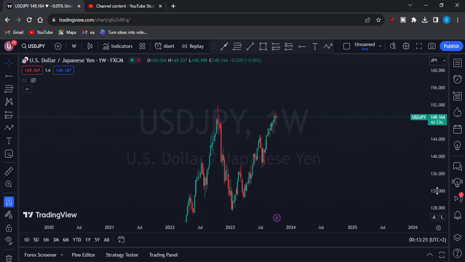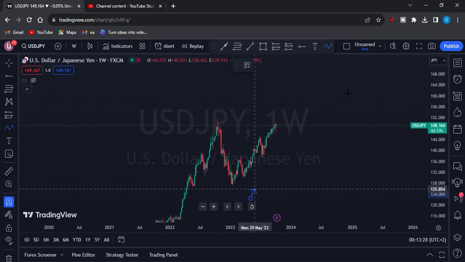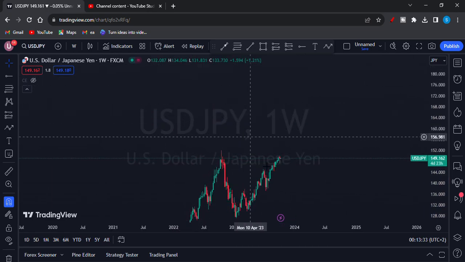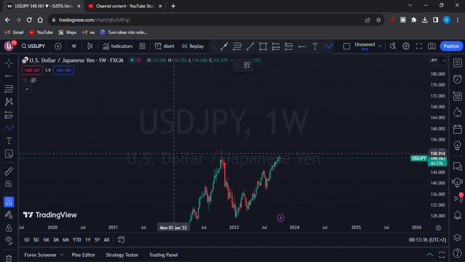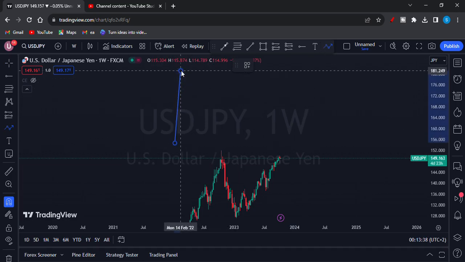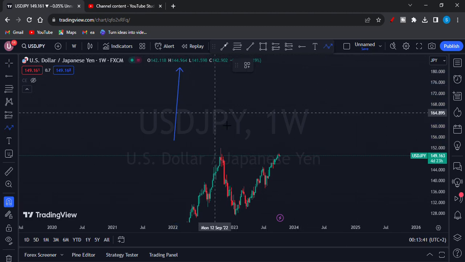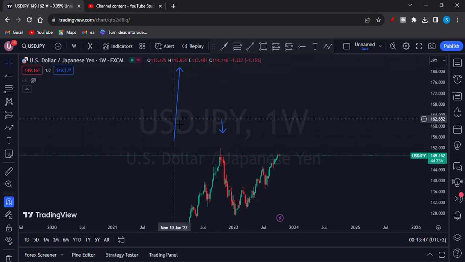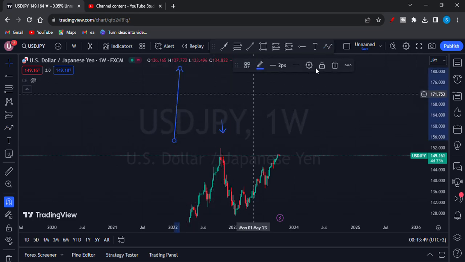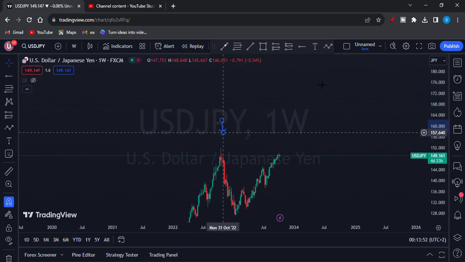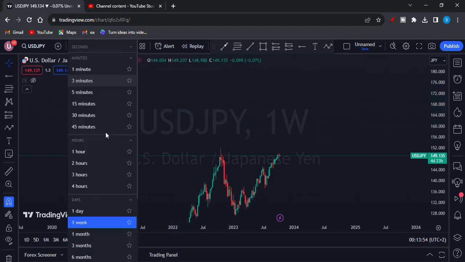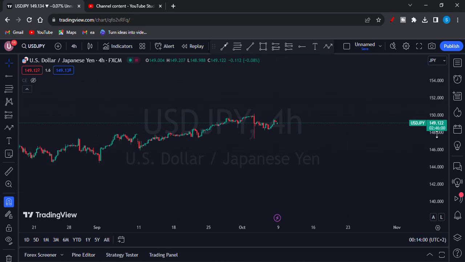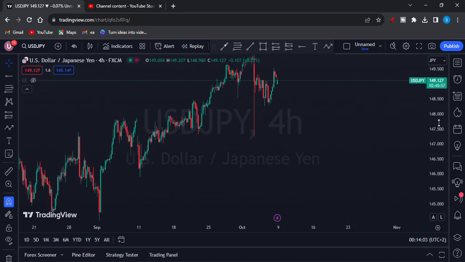so on a weekly we are on an uptrend. So here's what's happening. Since we are on an uptrend, the USD is much stronger than the yen. Let me just make this smaller. So hence we need to favor the USD. So we need to buy the USD. And then let's go to the 4-hour and see how our technicals look.